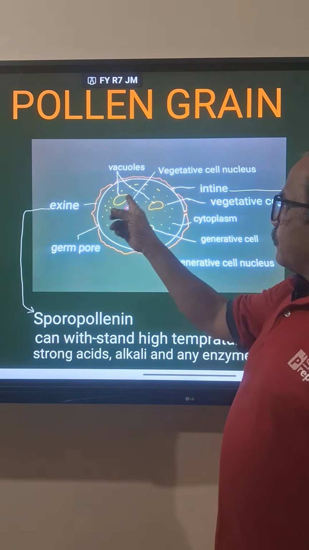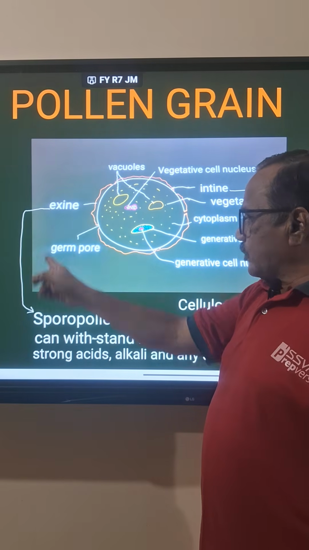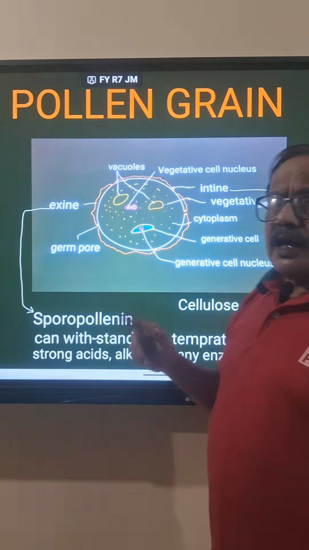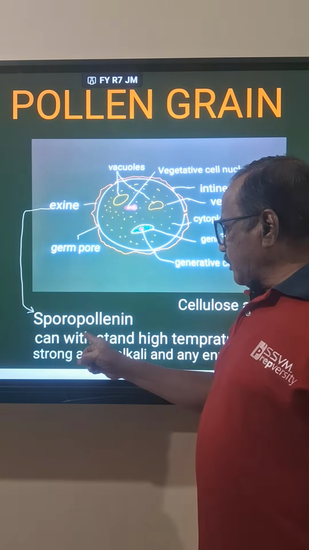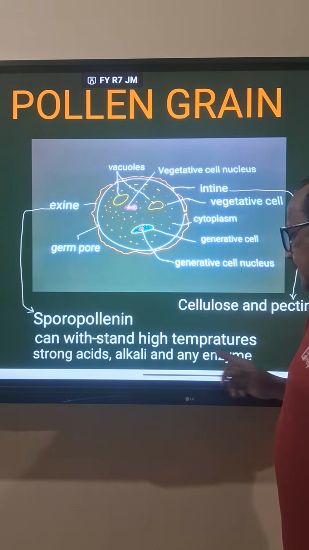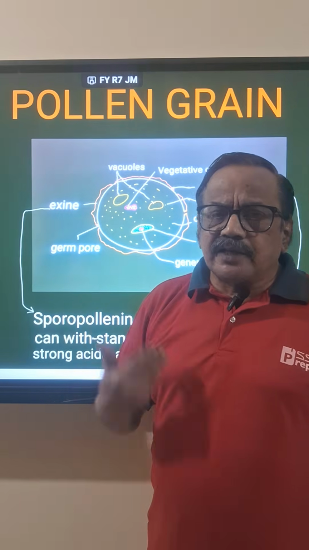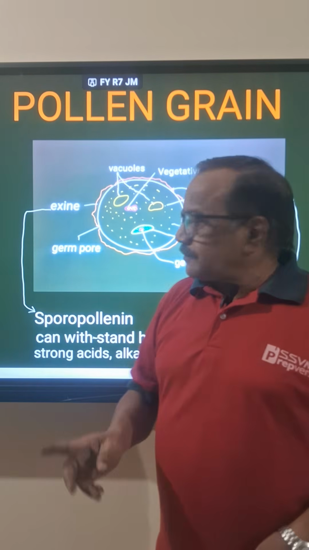Whenever we look at it, it is covered by two layers of wall. The outer wall is the exine, which contains sporopollenin, an organic matter that is very hard. It can withstand high temperature, strong acids and alkali, and it cannot be digested by any enzyme. For that reason it is available as fossils.